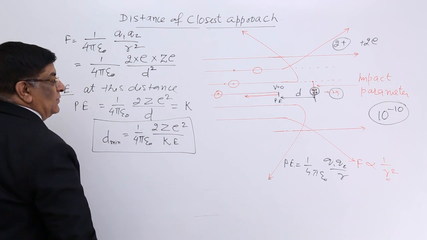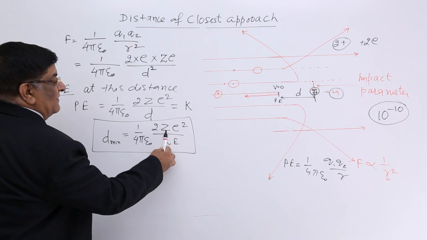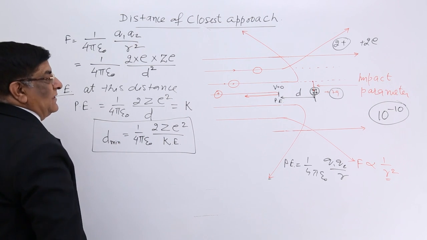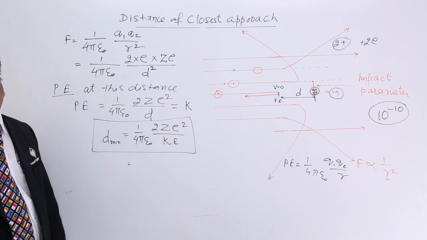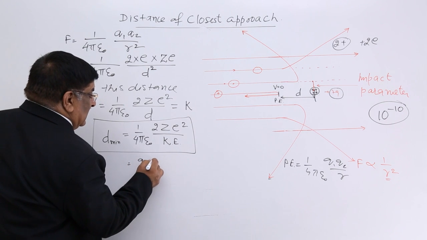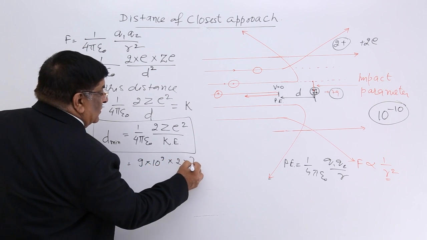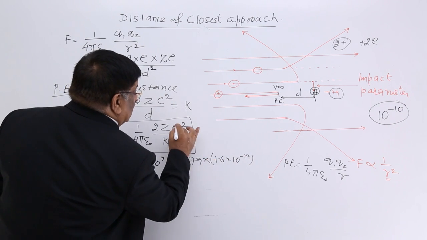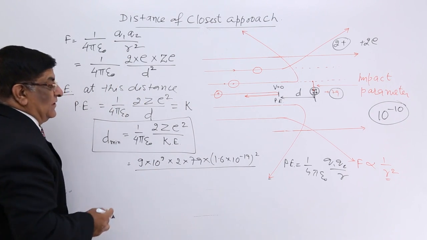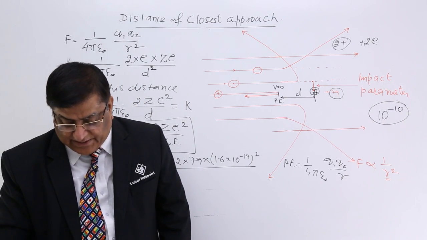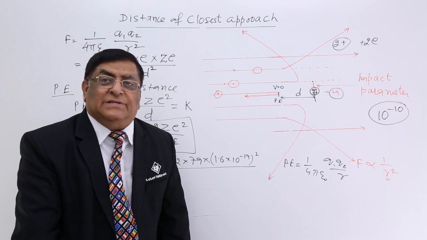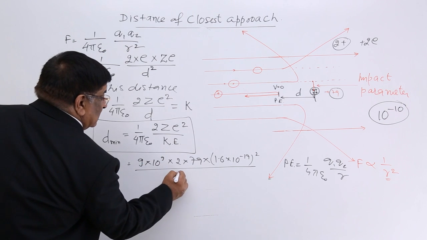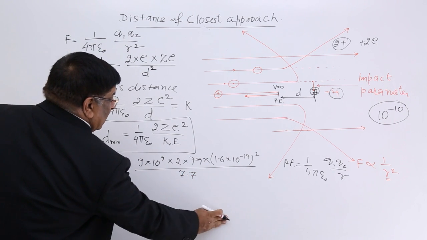Charge on electron is known to us. Value of Z for gold is 79, and 1 upon 4 pi epsilon naught is 9 into 10 to the power 9, that is also known to us. So we write all these values and we get 9 into 10 to the power 9 into 2 into 79 into (1.6 into 10 to the power minus 19) square upon kinetic energy of the alpha particle, and that kinetic energy of the alpha particle is found to be 7.7 million electron volt. So this we write as 7.7 million electron volt.